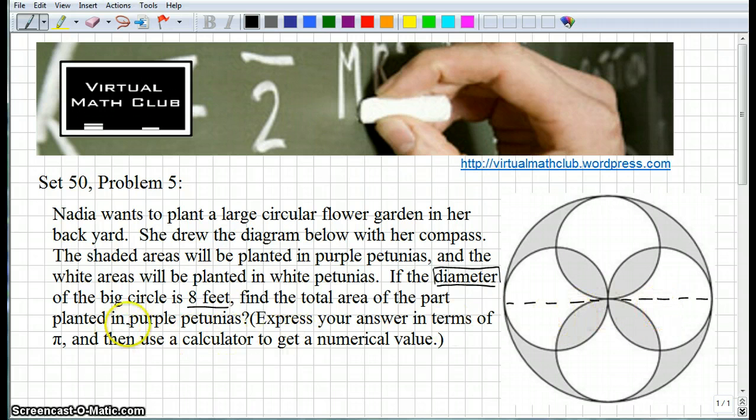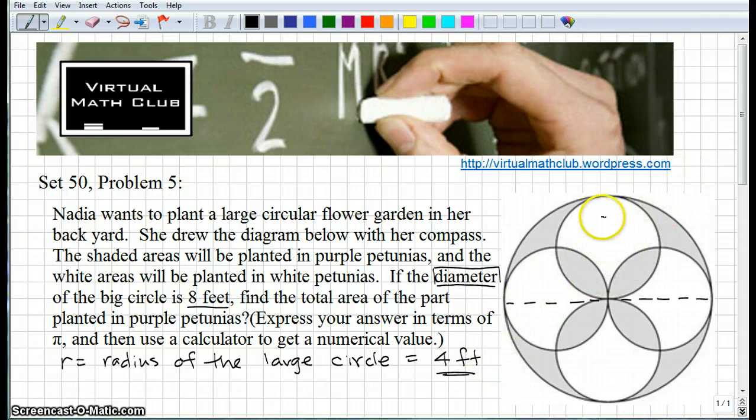So I'm going to say R is the radius of the large circle, and that's equal to 4 feet. So don't forget that's 4 feet, not 8 feet.